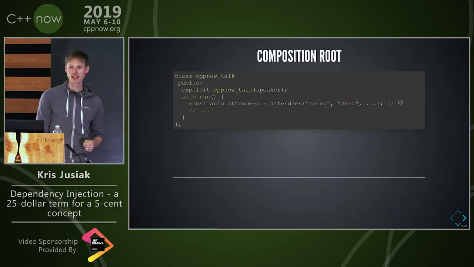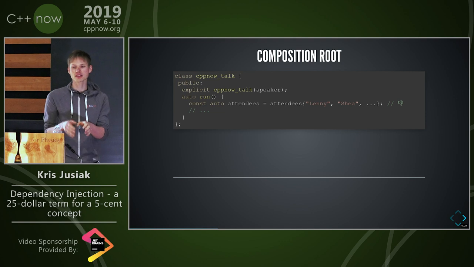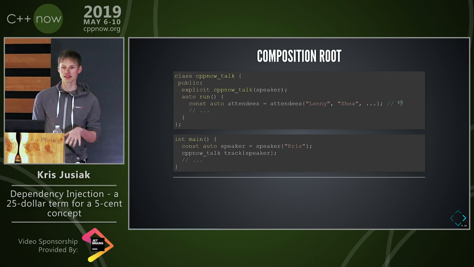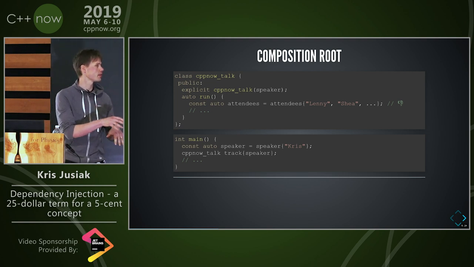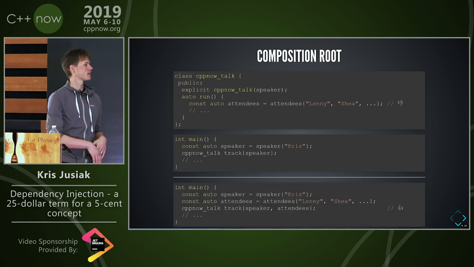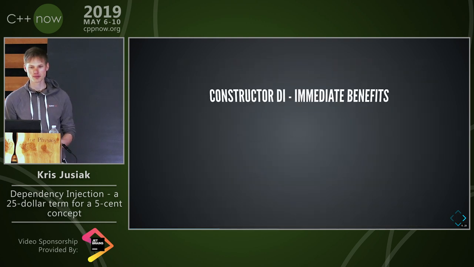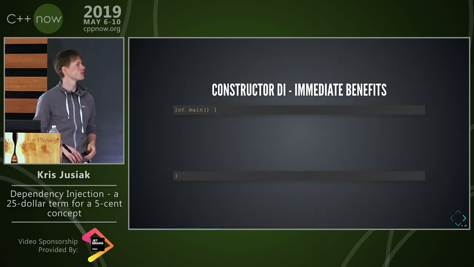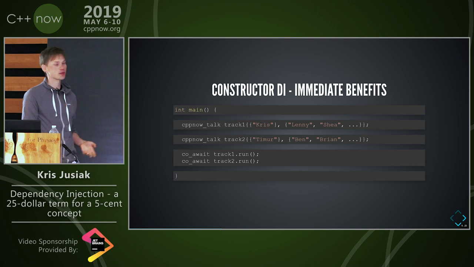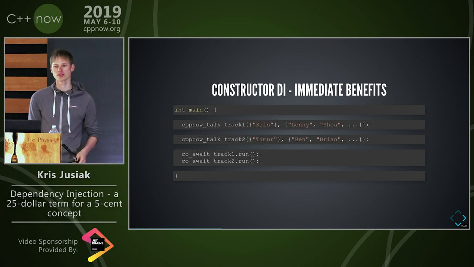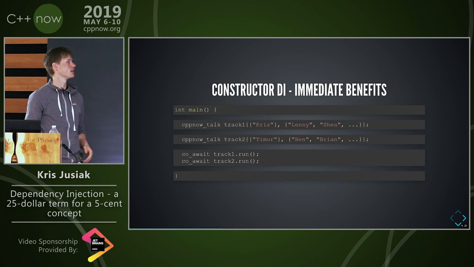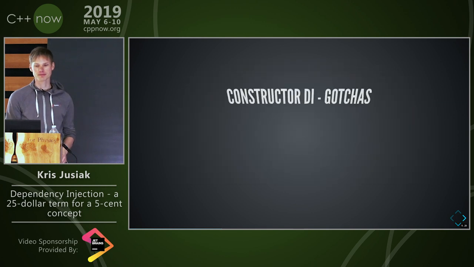Easy to extend and flexible. So if in the run call we create the attendees, that's bad. If you create them partially, like speakers created in main but attendees created in run, that's bad. Good is to pass the speaker and attendees to the track. We get the immediate benefit of using DI this way. We can, for example, create two different tracks and run them in parallel. A very simple immediate benefit, which is already better because our design, without any other changes, is less coupled to implementation.